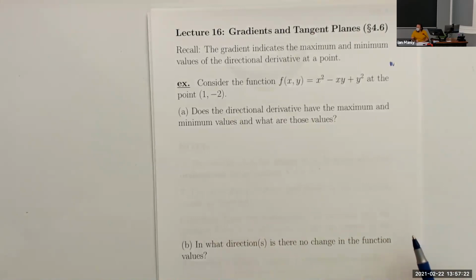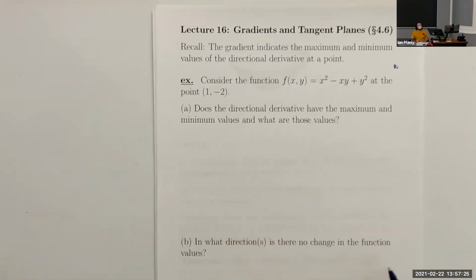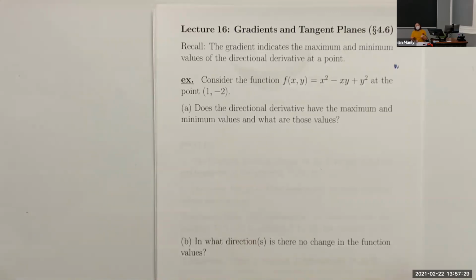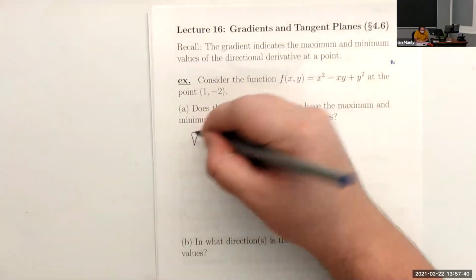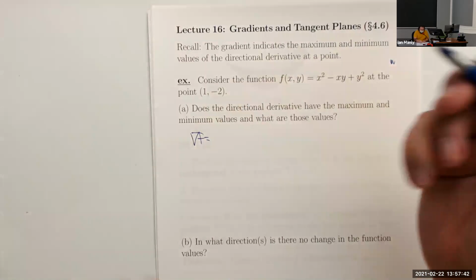Yeah, that's something we talked about last time. Remember, the magnitude of the gradient is going to be our maximum rate of change, and then the negative of that will be our minimum rate of change. All right, so let's compute the gradient, and then we can get those values. Okay, let's see the gradient of f.